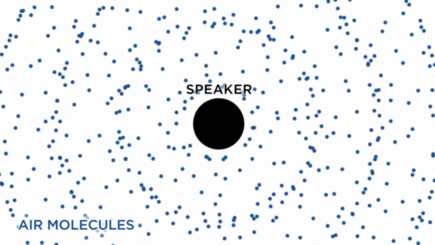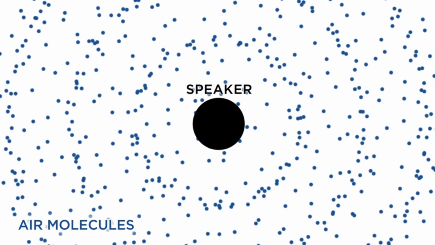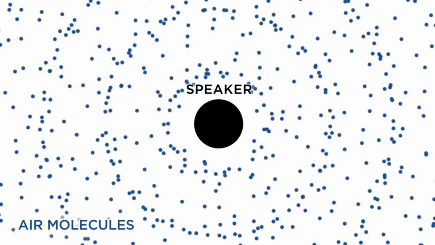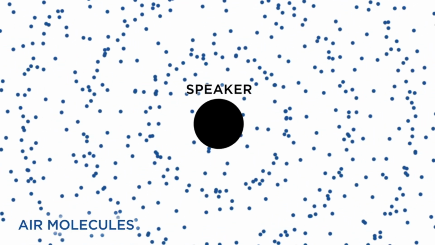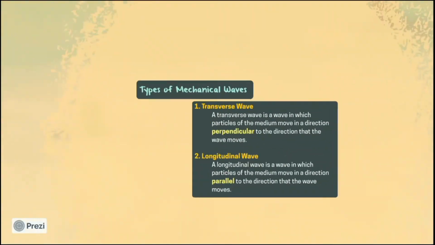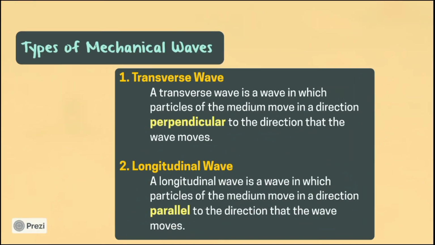Sound waves are the most important example of a mechanical wave. Sound waves cannot travel through a vacuum, so it is one good example of a mechanical wave. Okay, there are two types of mechanical waves, which are transverse wave and longitudinal wave.